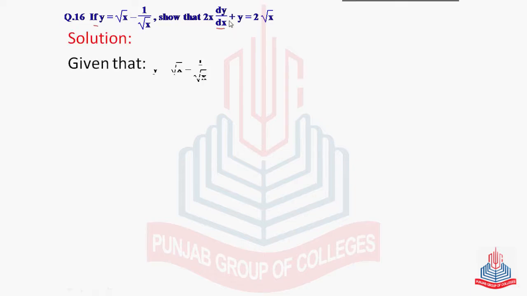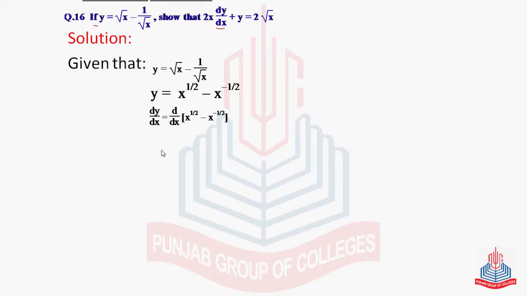Solution: given that y is equal to square root x minus 1 over square root x. Now that can be written as y is equal to x raised to the power 1 by 2 minus x raised to the power minus 1 by 2. Applying derivative on both sides, that will become dy by dx is equal to d by dx applied on both of these two parts, x raised to the power 1 by 2 minus x raised to the power minus 1 by 2.